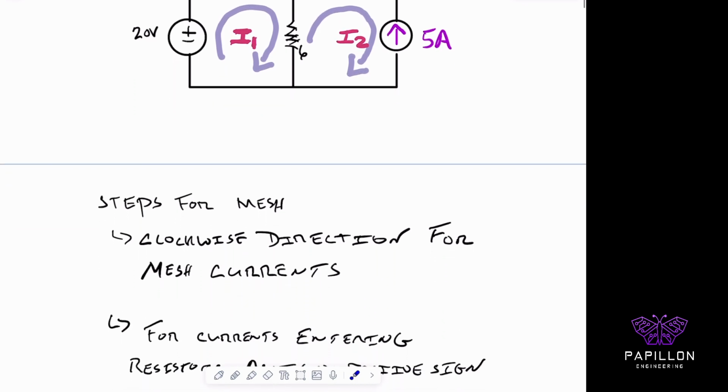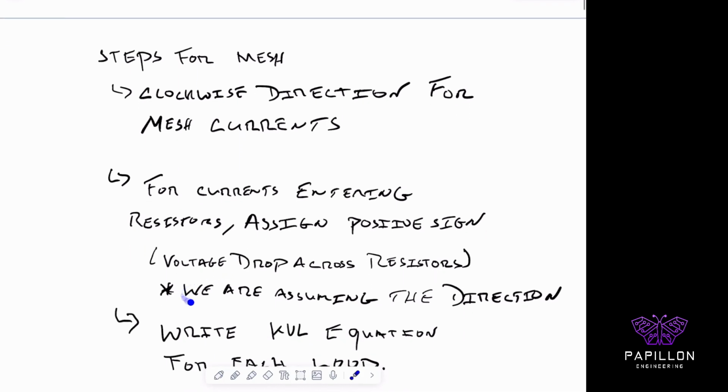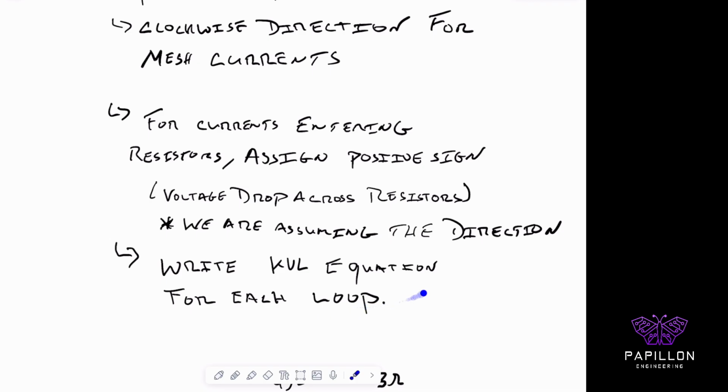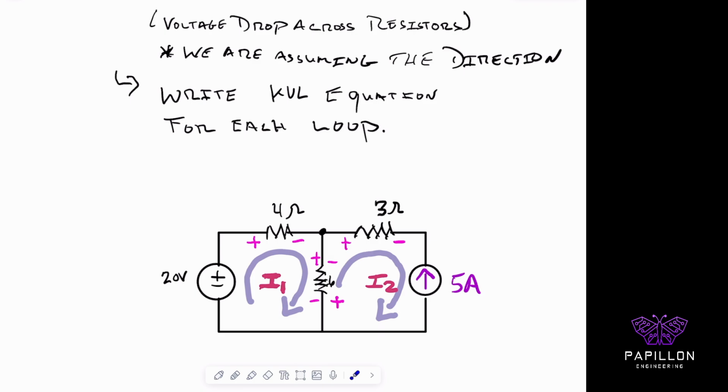Again, in the clockwise direction, for mesh, for currents entering a resistor, we assign a positive sign, which is really important. There's really a voltage drop across those resistors. We're always assuming the direction is clockwise, and we write our KVL for each of these loops. Those are our simple steps. So as I mentioned before, the current entering a resistor is going clockwise. We assign a positive as it enters this side. Then it goes back to the ground, or the negative side of the 20 volts.